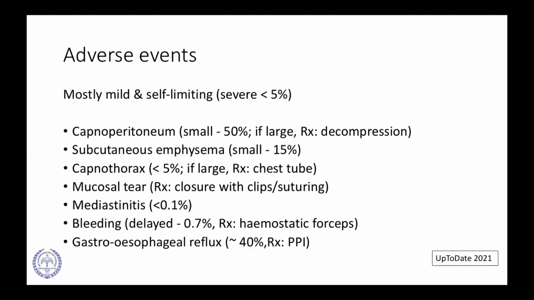If any mucosal tear is found, it is closed using clips and a suturing device. If a mucosal tear is not addressed, it can lead to a rare but serious complication of mediastinitis. Bleeding can be delayed in 0.7% and the treatment is by using a hemostatic forceps. Gastroesophageal reflux is found in about 40% and the treatment is by giving proton pump inhibitors.